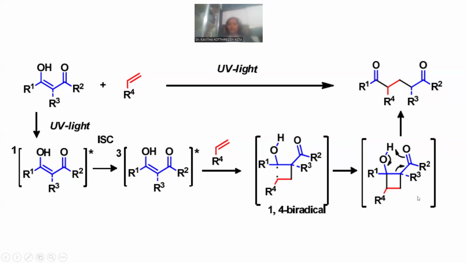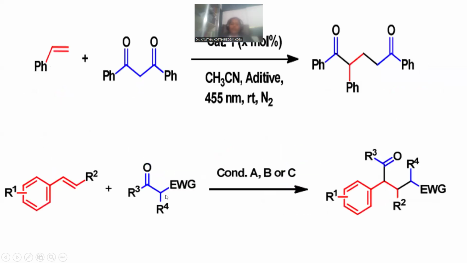Ultimately, there will be a ring closure. You can achieve the cyclobutane as the intermediate compound. Steric strain will proceed for the opening of the ring immediately, and the 1,5-diketone could be the final product due to these bond transitions like this. This is the way the 1,5-diketone will be achieved.